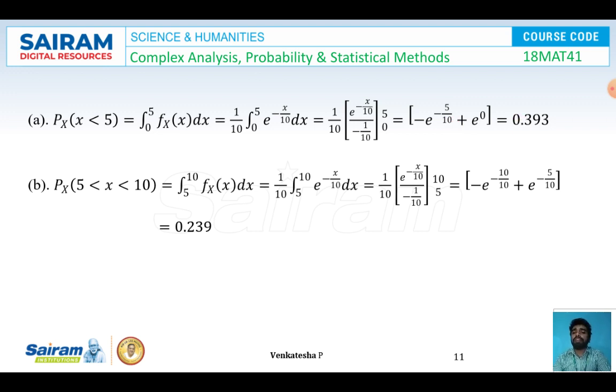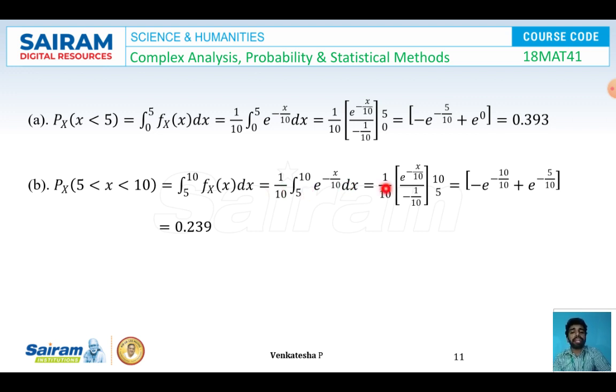we have to wait between 5 to 10 minutes. In the sense, we have to find the value of P of 5 less than x less than 10. It is nothing but the integral from 5 to 10 of the PDF function times dx. It will be equal to 1 by 10 integral 5 to 10 e power minus x by 10 dx.